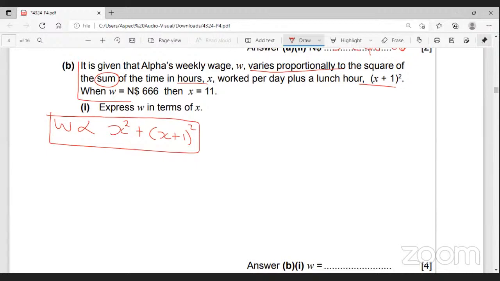Okay, Master Simba, just come help me out here. I think you can see very well from here. I'm saying W is directly proportional to the X bracket plus 1 squared, like that. Because here they told you this is the X, this is what we don't know. And then they said plus the lunch hour, which is this here. All of that is squared. Does that make sense?